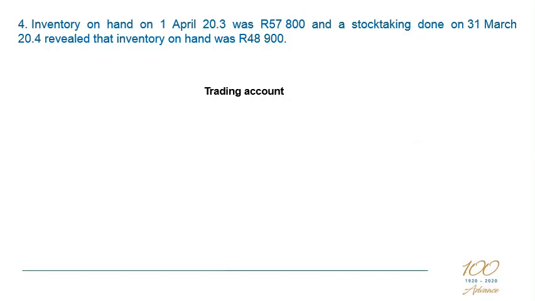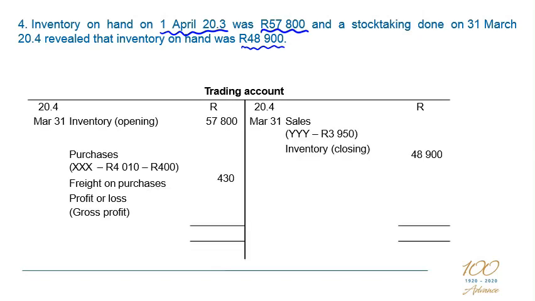Number 4, they give us the inventory on hand at the start of the period, 1st of April, and then they give us a stock taking done at the end of the period, revealing 48,900. So I can include my opening and my closing inventory. I can include both of them in my trading account. So at this point, we've already passed the question because we're earning marks as we read through the given information.